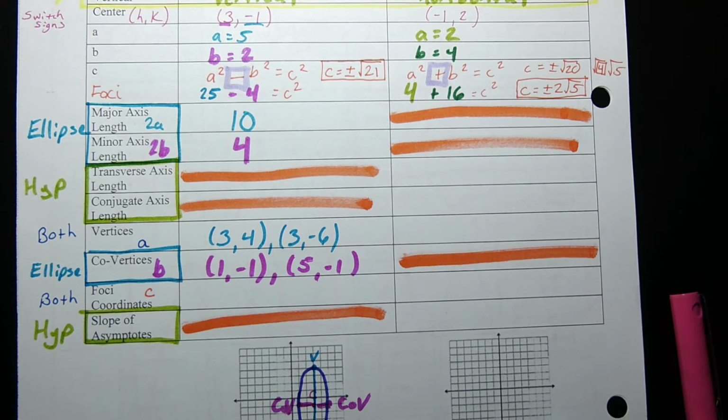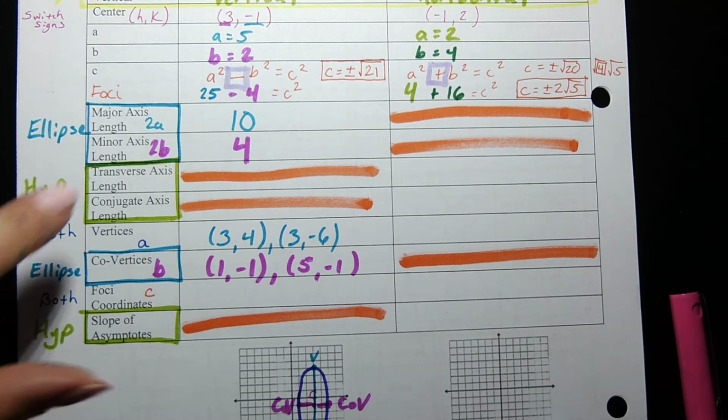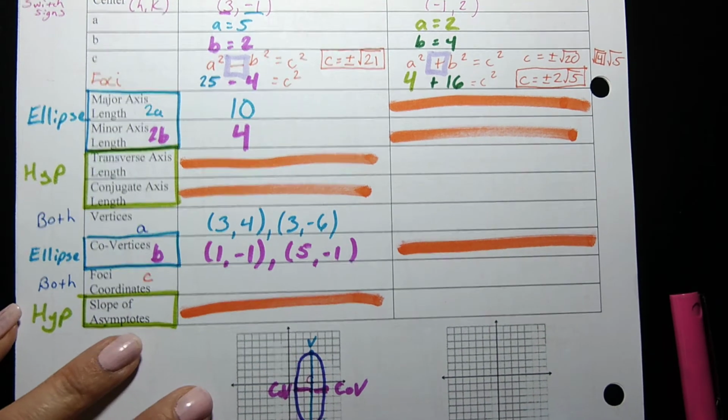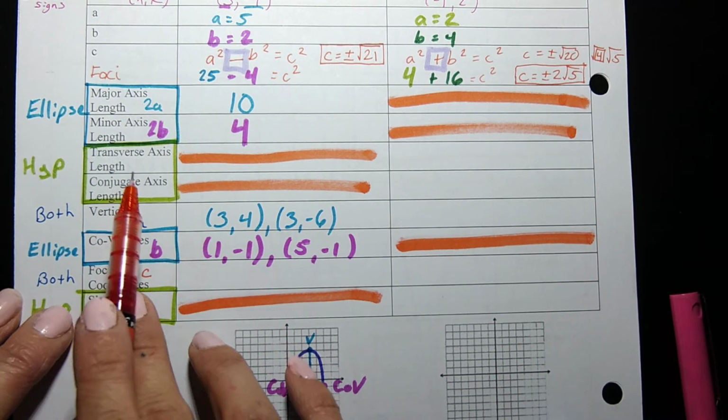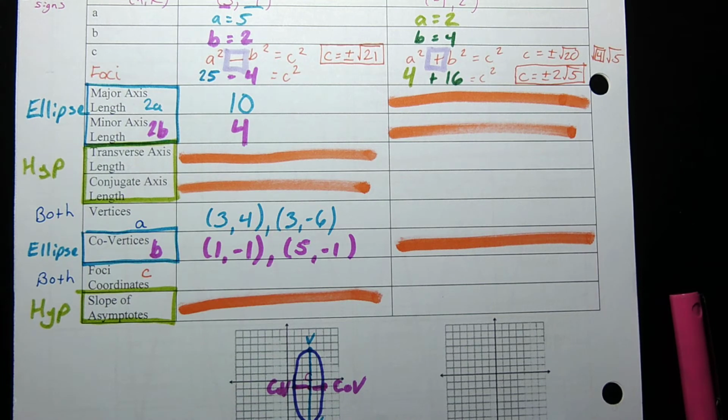These are just good because they cover everything for each type of conic section. So for the foci, those are going to be C units away from the center. And how are my foci going to be stacked? Up and down, left and right? Up and down, because those foci are always going to be along the major axis for an ellipse or the transverse axis for a hyperbola. Your foci and vertices are always on the same axis.